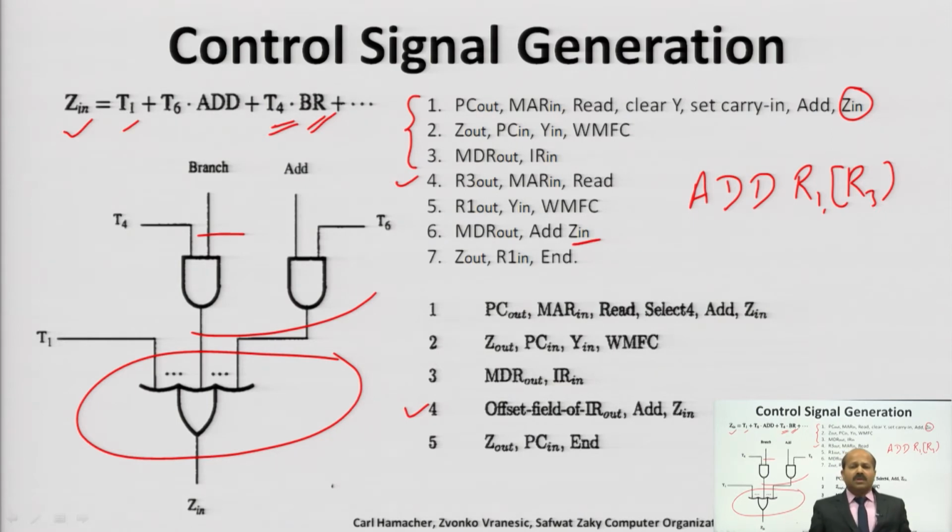So, how can the circuit be generated? What should be the circuit to issue this type of control signal? You can see in this figure T1 is given here, it is ORed with T4 dot Branch and it is ORed with Add dot T6. So, this way we can understand. Based on these various inputs, a particular signal is issued. You can see it is a very complex architecture.